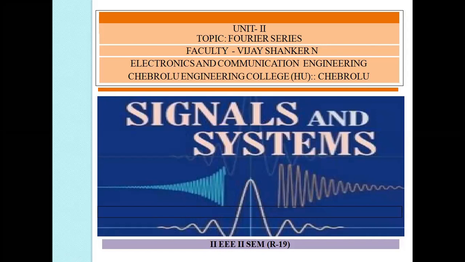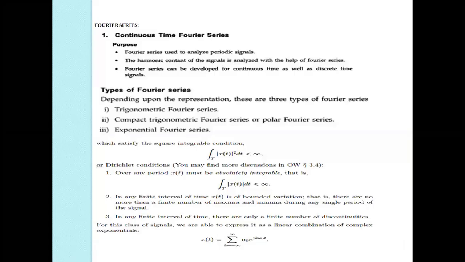Today, we are going to discuss the second unit, Fourier series, in the subject Signals and Systems. Already, we completed the brief description of the second unit: what the different conditions are, the Dirichlet conditions, and what the different types are. So again, you can see this.